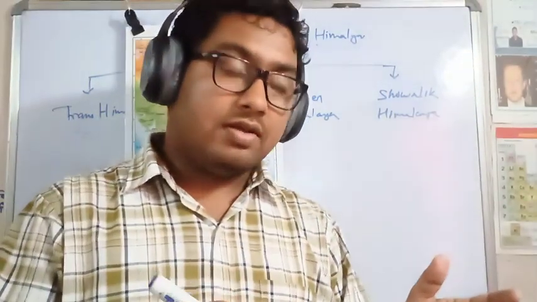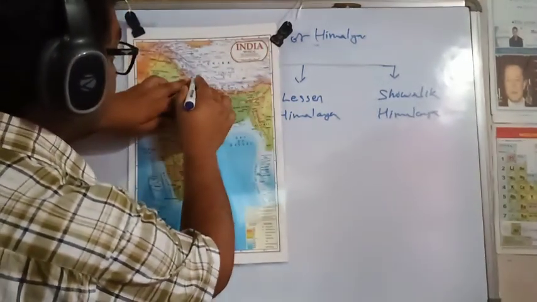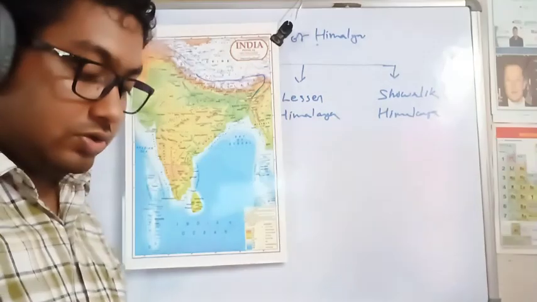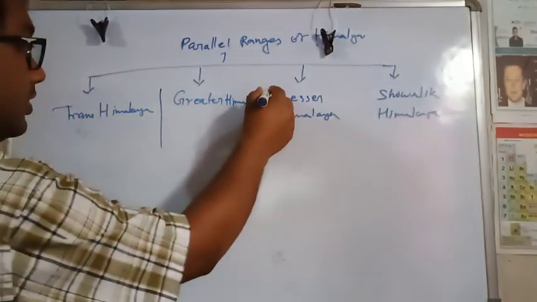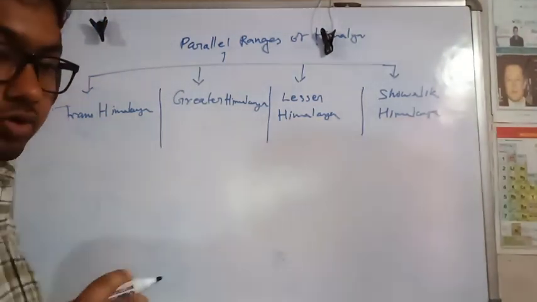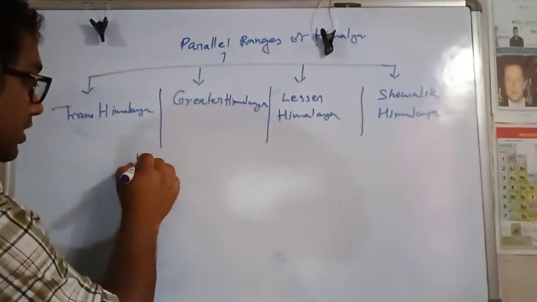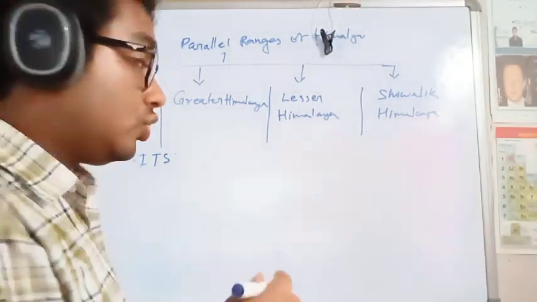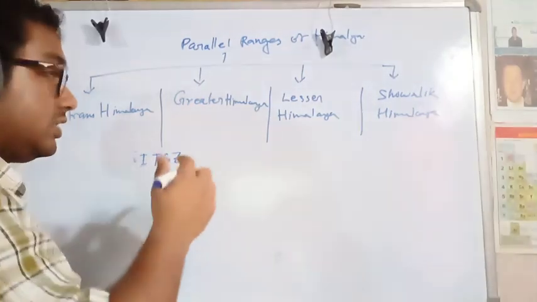It is separated from the Great Himalayas by this river. You can notice here our Tsangpo river, or the Brahmaputra river, from here to here. It is called the Indus Tsangpo Suture Zone, or simply ITSZ, and it separates these ranges.